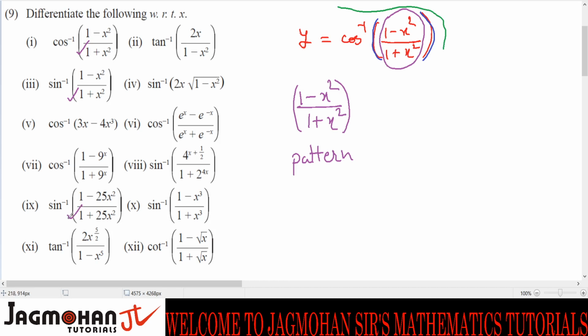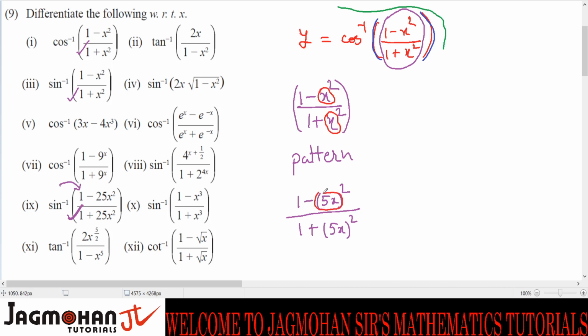Now look at this here, students. We have 1 minus 25x square. I'm talking about this one. But 1 minus 25x square, can I write it as 1 minus (5x) the whole square upon 1 plus 25x square, which is 1 plus (5x) the whole square? So again, are we not having the same pattern? 1 minus some variable square upon 1 plus some variable square. Now here what is happening is that the variable, instead of x, has become 5x.